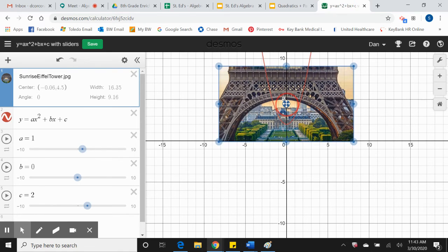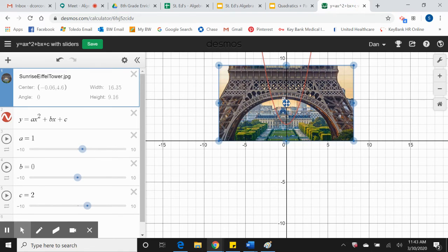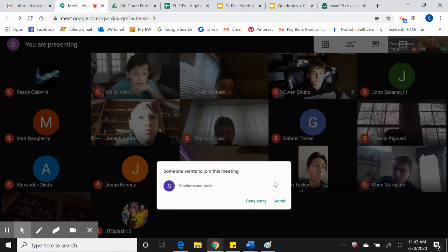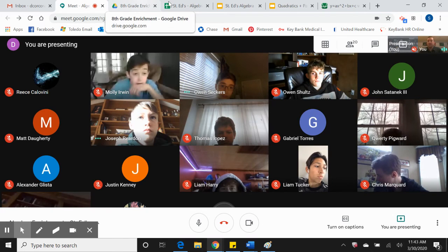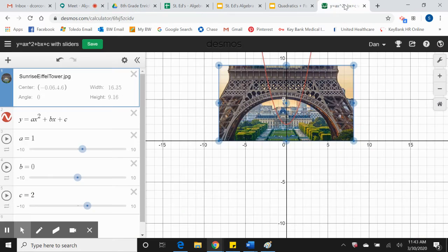And what you guys are actually going to be doing this week is taking pictures of different things around your house. You're going to find different pictures on the internet, and you're actually going to go through. And those pictures have to have something. Like if you look at the Eiffel Tower, it has a graph of a parabola that's upside down.